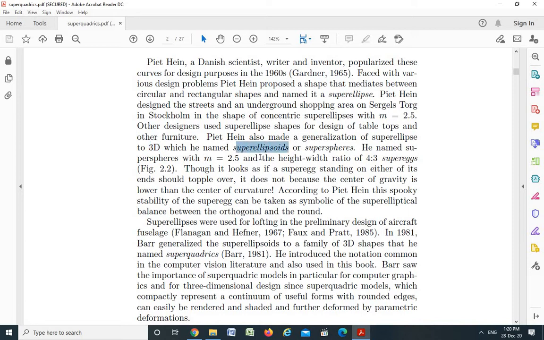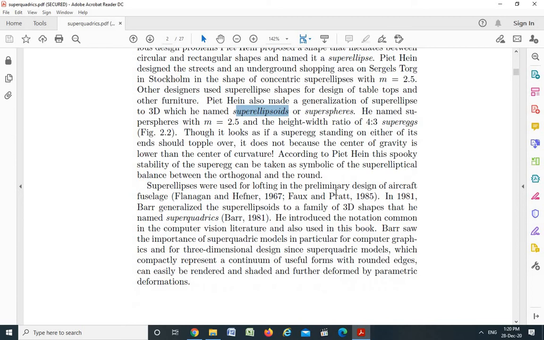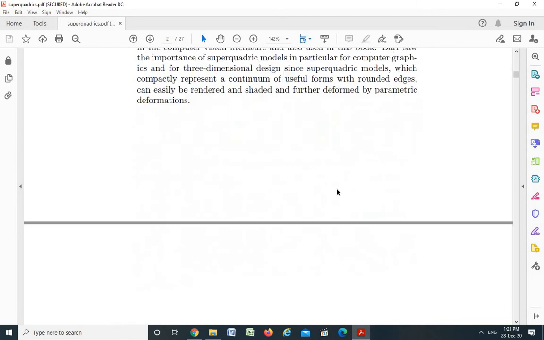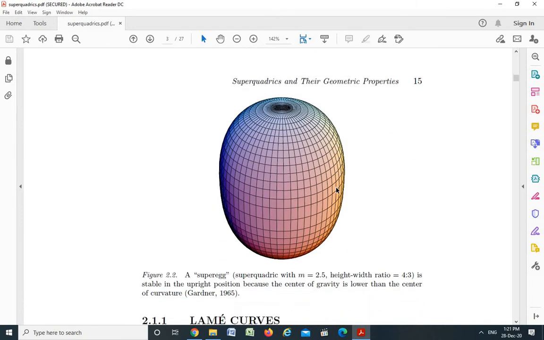I'm not going to read all these things. I'm going to give you notes for this. And this is a 3D version of a superellipse. That means it is a 3D ellipsoid.